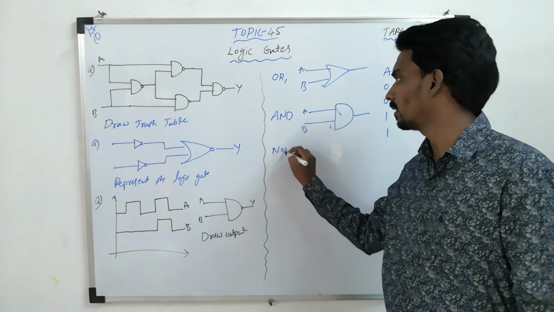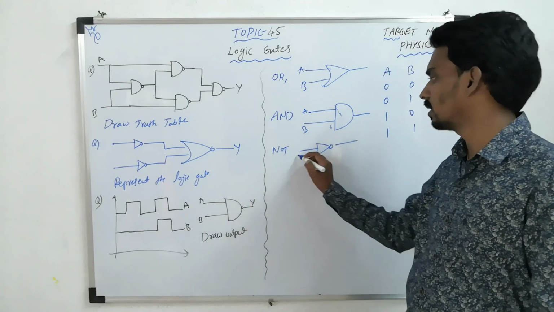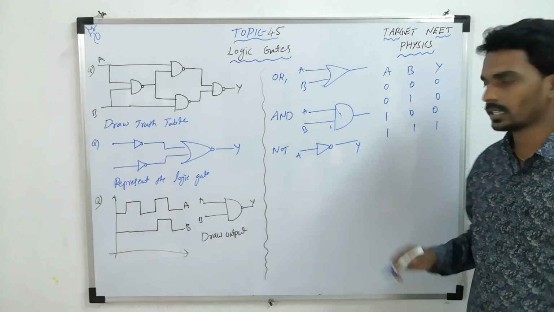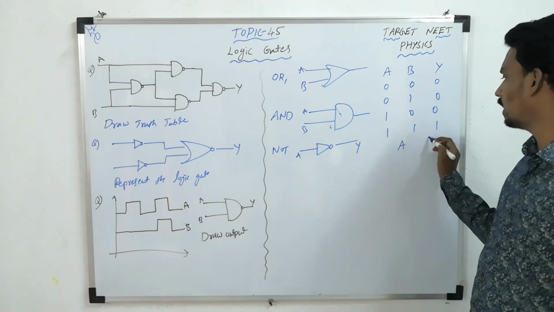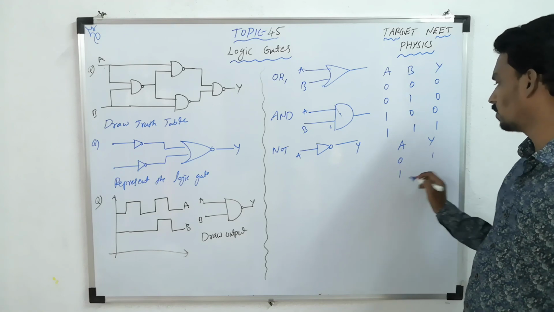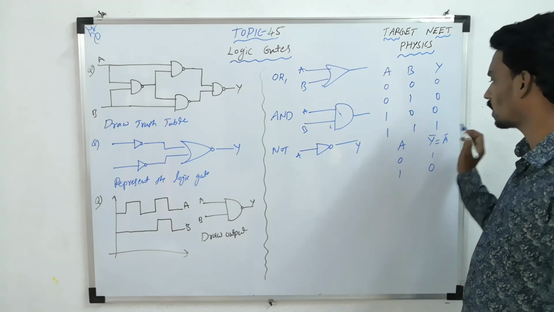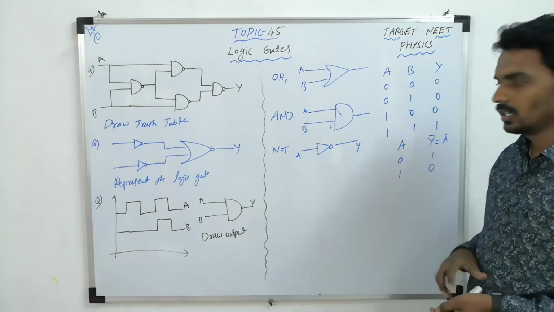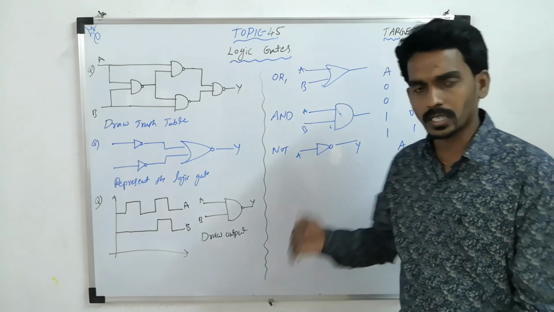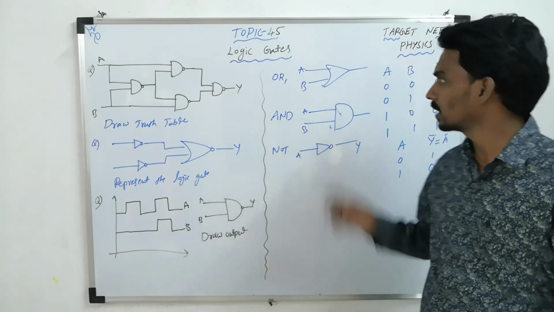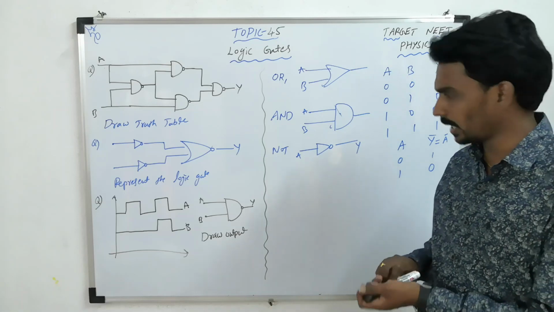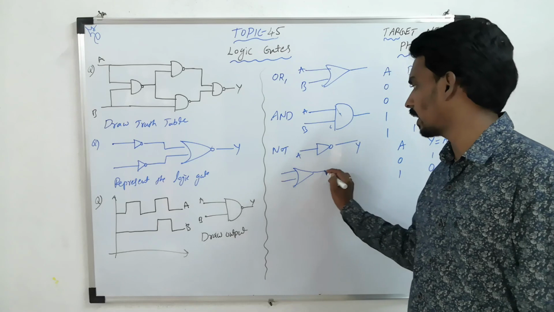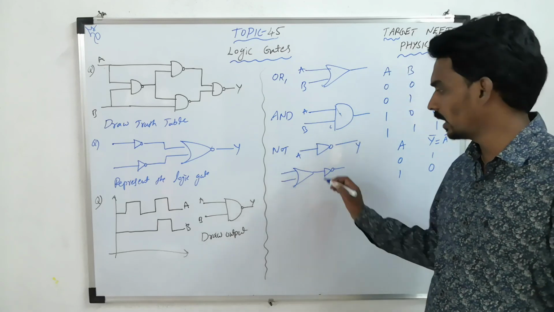And one NOT gate. If A is the input, the output is the opposite: A, Y, 0 1, 1 0. This is Y bar, which is nothing but A bar, or Y equals A bar. So NOT simply reverses the result. Suppose you take one OR gate and connect one NOT gate, then it will become NOR.